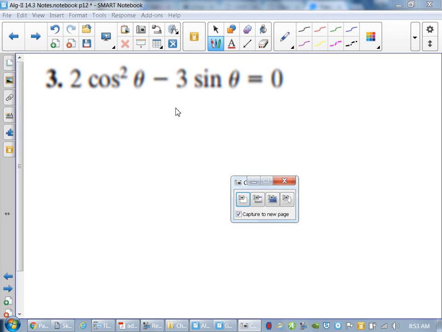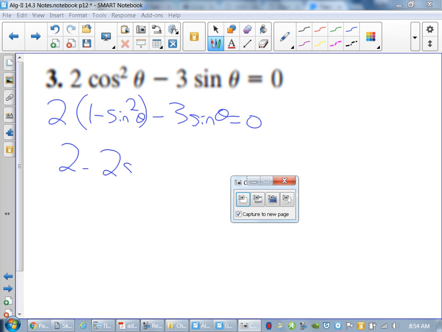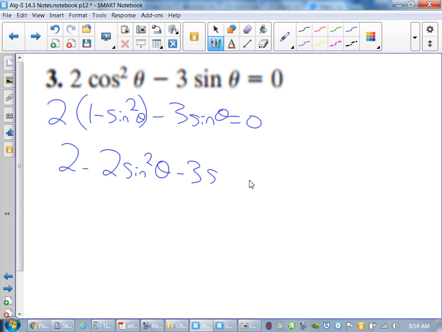So we would do this. 2, 1 minus sine squared minus 3 sine is 0. Okay? Might put my x in here later, because we're solving for it. So we use that Pythagorean identity that we had in the past, and we redistribute and rewrite. We have 2 minus 2 sine squared theta minus 3 sine theta equals 0.